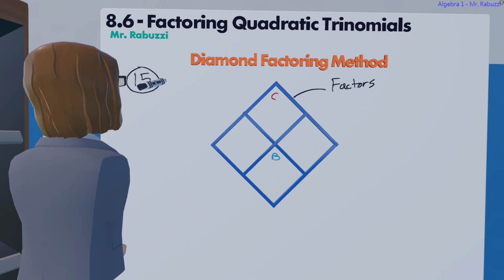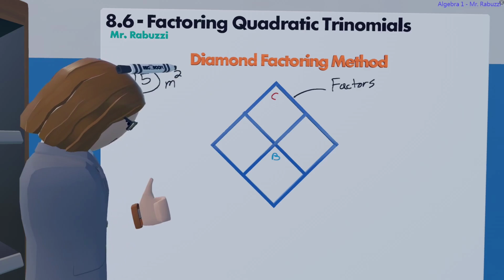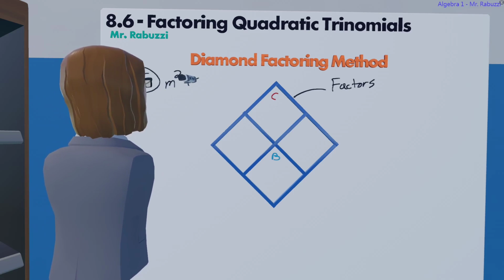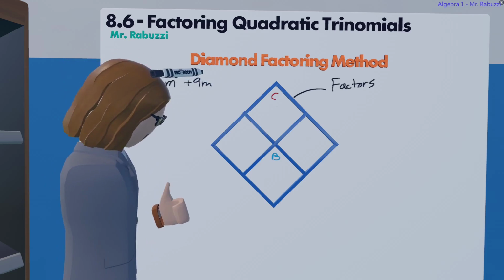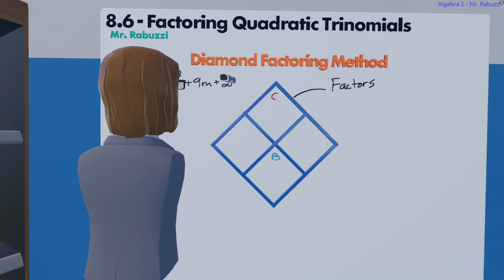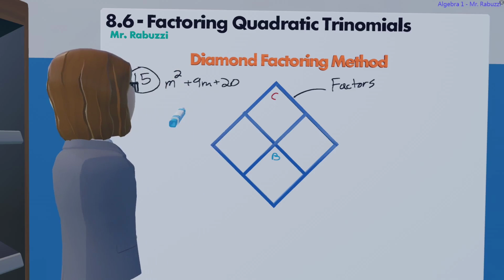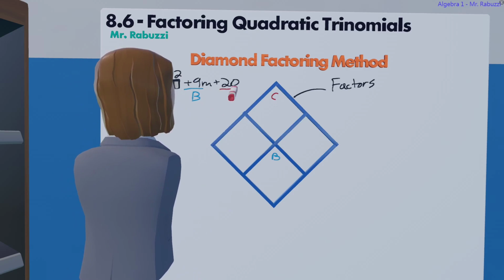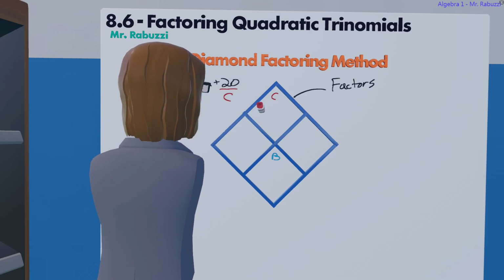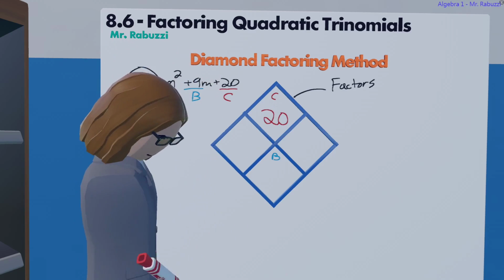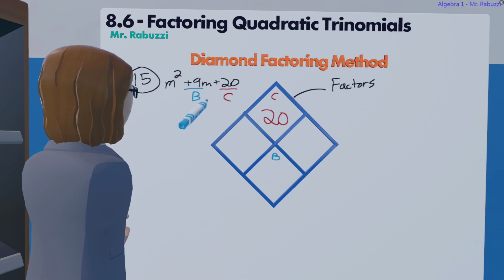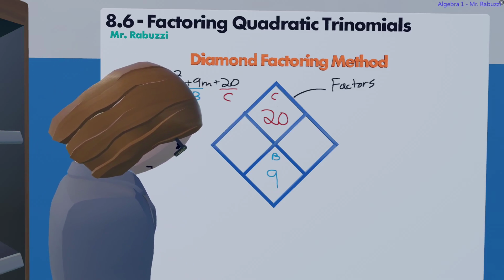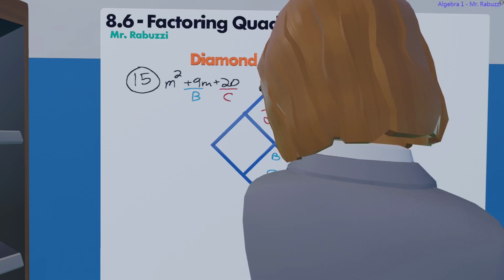All right, last one is m squared plus 9m plus 20. Okay. Blue for B. Red for my C. C goes on top. It's positive 20. B goes on the bottom. It's a positive 9. Very nice. No negatives in this one so far.